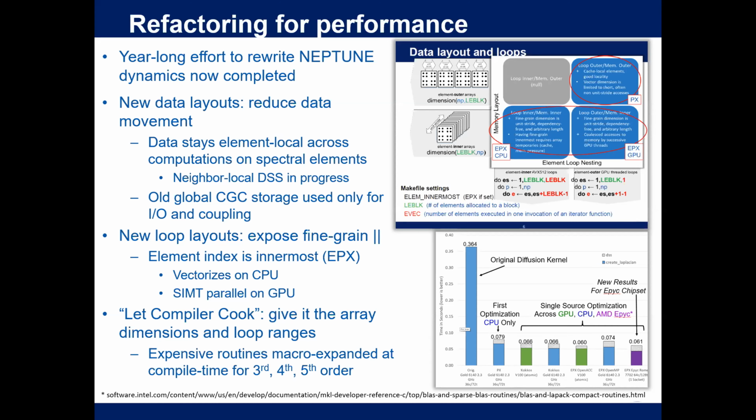What this involved in the case of expensive routines that do element local computations, we basically macro expand these at compile time. So in the executable, there's actually a third order, fourth order, and fifth order version of these subroutines that we can call. And those are all compiled with the loop ranges over the elements all specified at compile time.